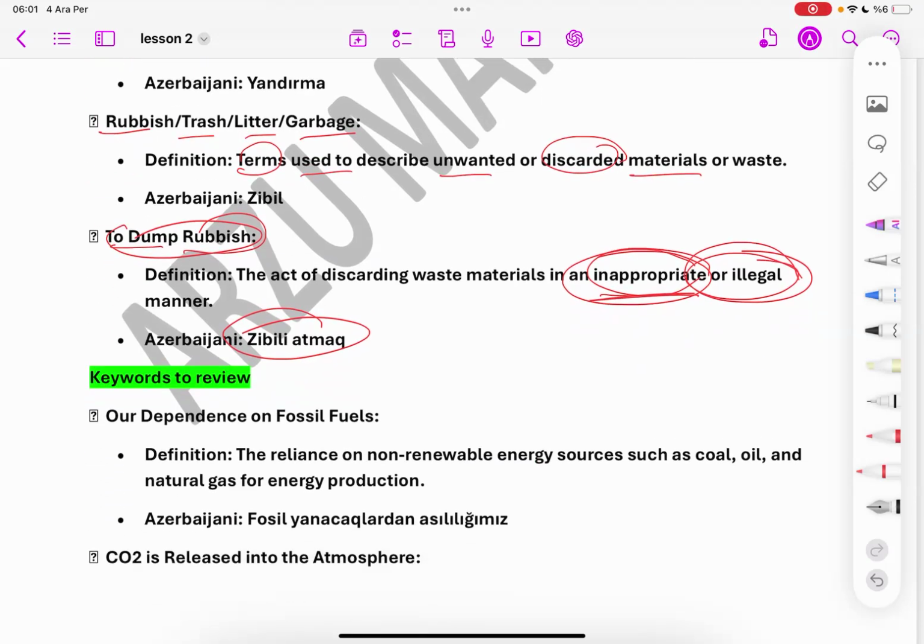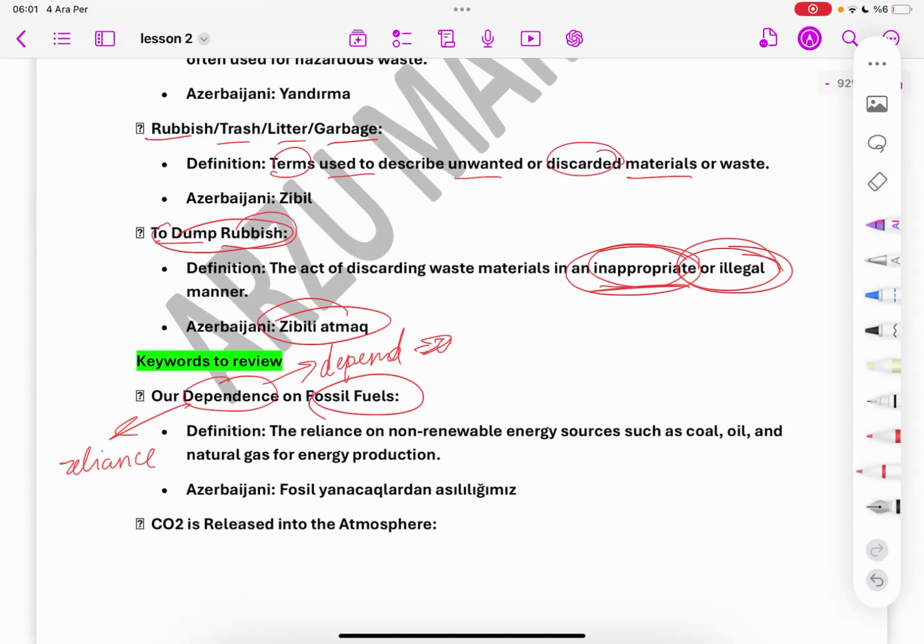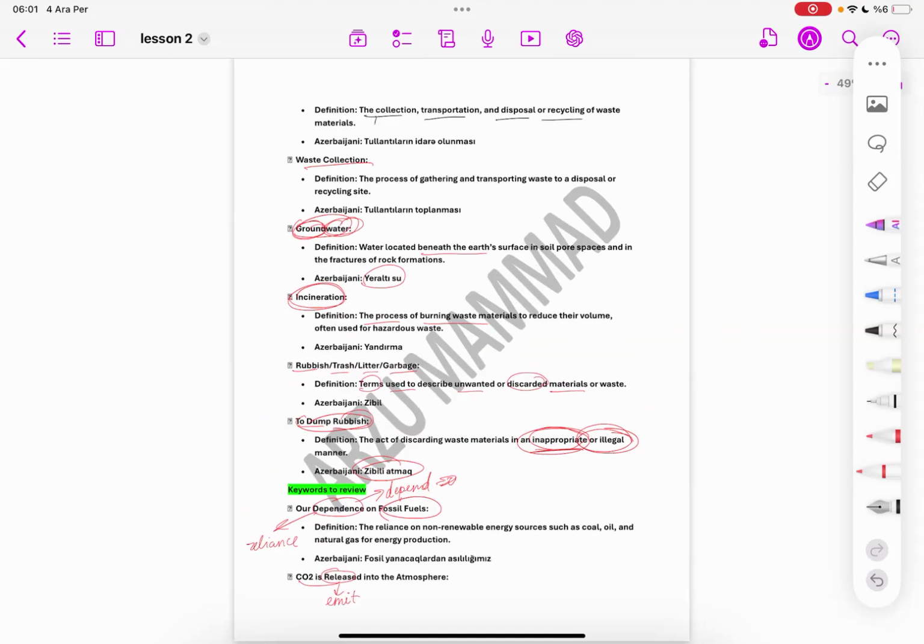Our dependence on fossil fuels. Dependence is the noun form of the word depend, and the synonym of this is reliance. And fossil fuel, we have already discussed it in our lesson 1. Carbon dioxide is released into the atmosphere. So release, we have already covered this word, and I said that instead of this, you can say emit, for example, carbon dioxide. And this is the passive voice, okay?